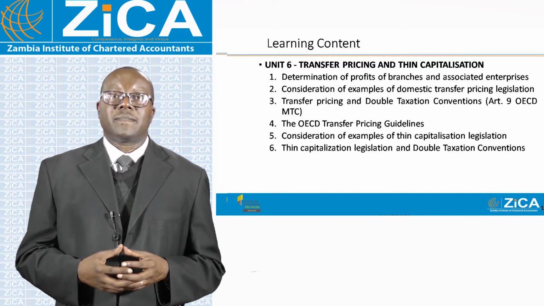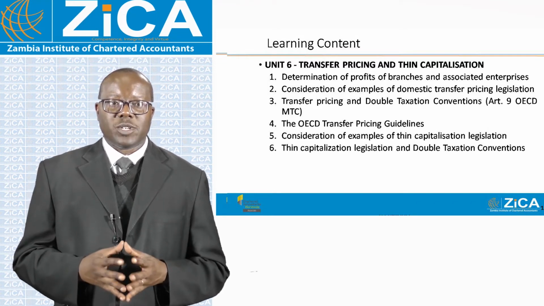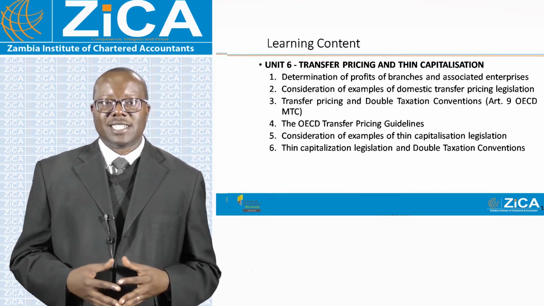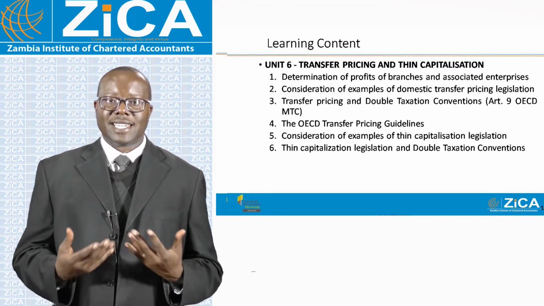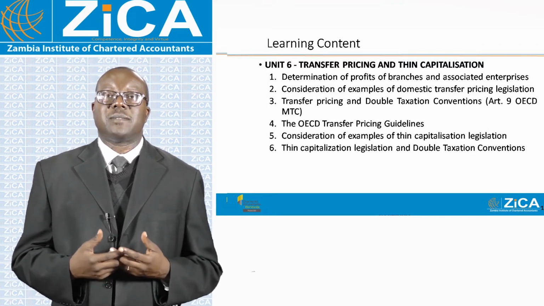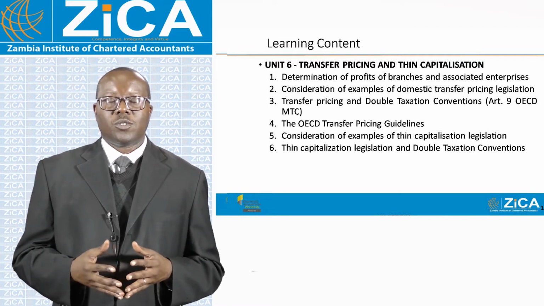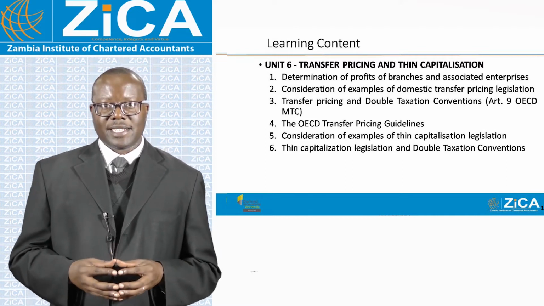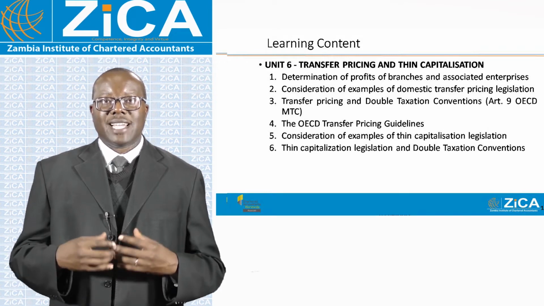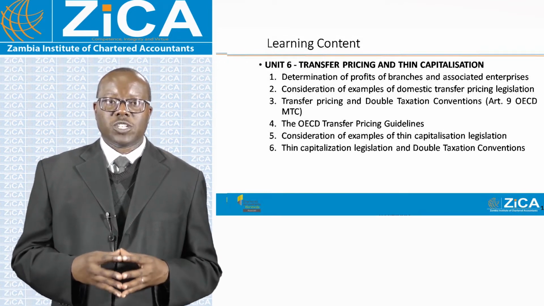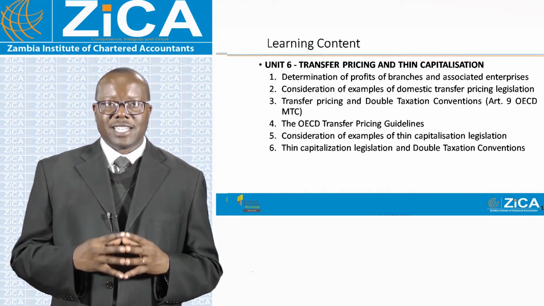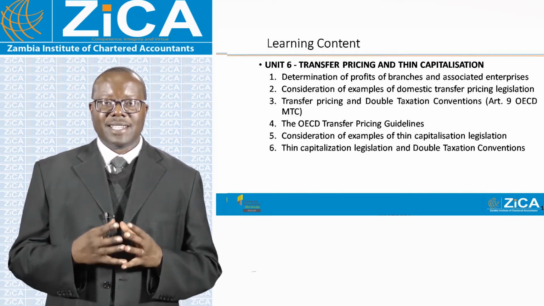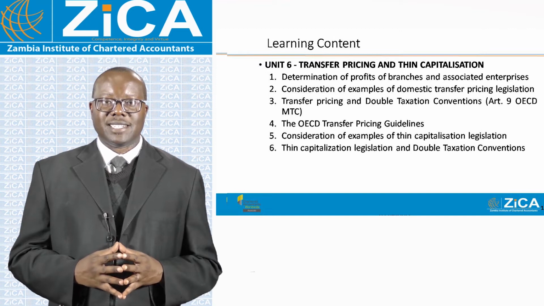The specific elements under Unit 6 are therefore: 1. Determination of profits of branches and associated enterprises, taking account of the rules on transfer pricing. 2. Consideration of examples of domestic transfer pricing legislation. This is a consideration of the actions which have been taken in Zambia to ensure rules governing transfer pricing which are applied globally are also recognized here in Zambia and revenue is protected.